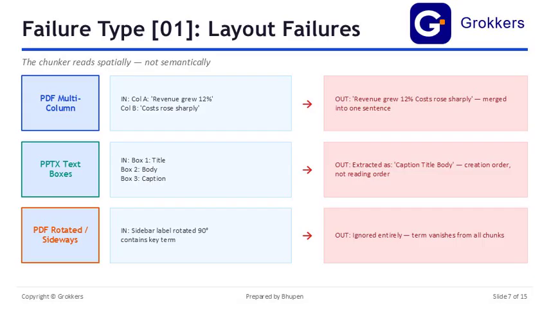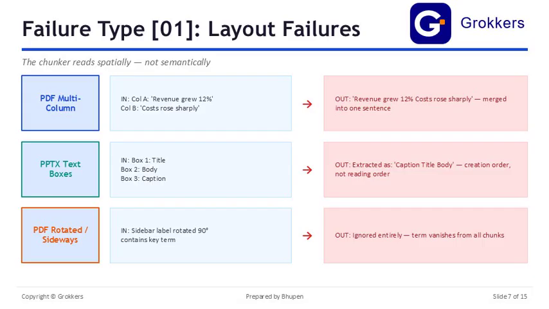The second example covers PPTX files, where text lives in floating boxes that were placed on the slide in whatever order the author happened to create them. The extraction order follows that creation sequence, not the visual reading order a human would follow. A slide that reads title, then body, then caption on screen might extract as caption, title, body, depending on when each box was drawn.